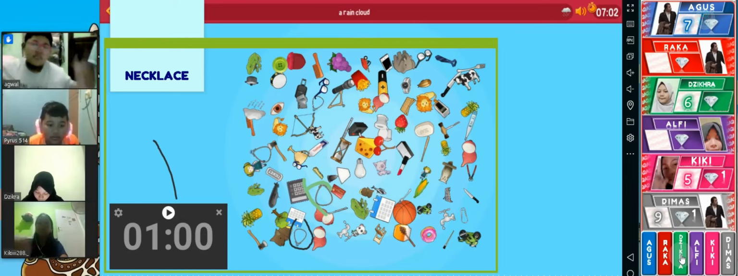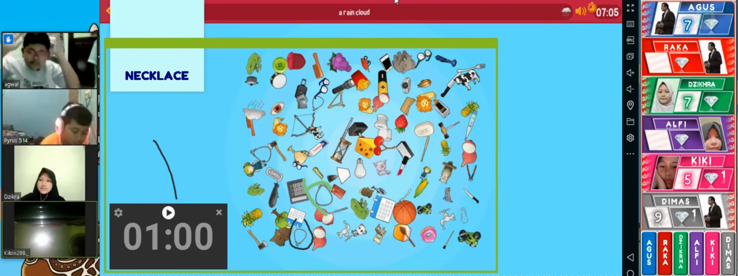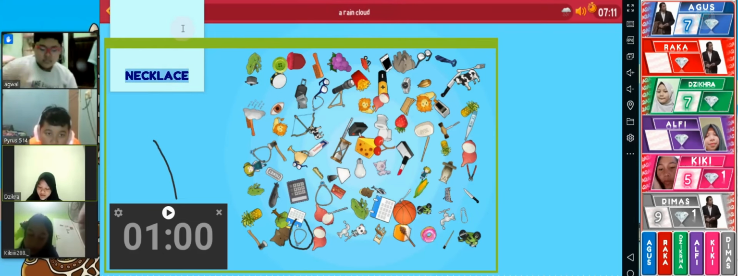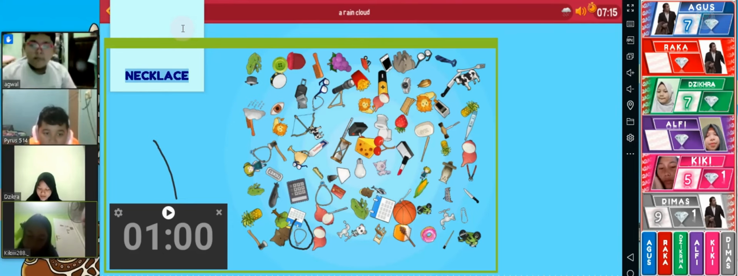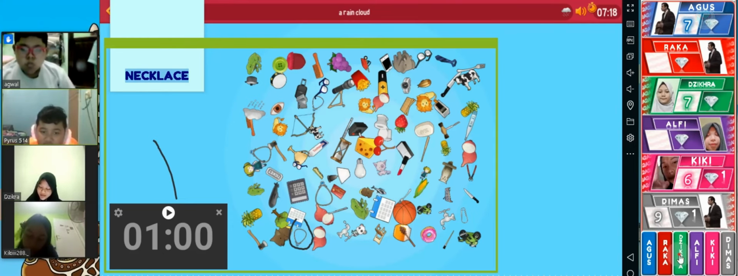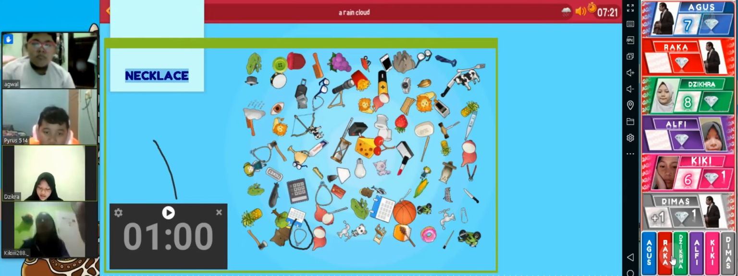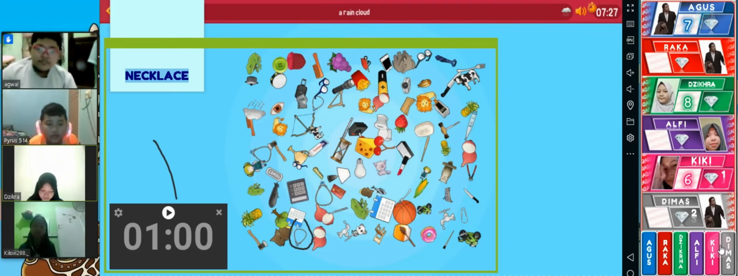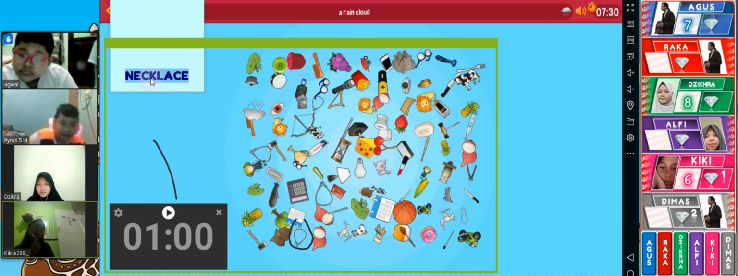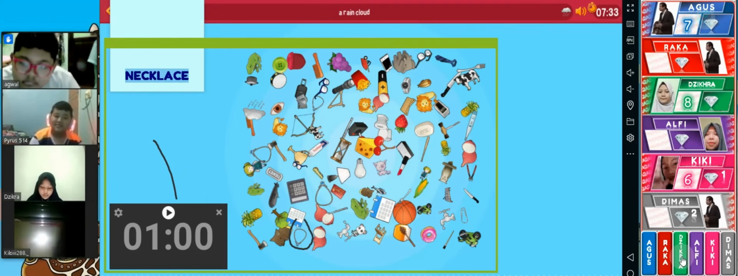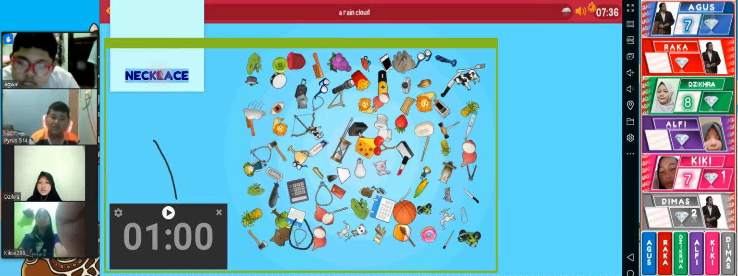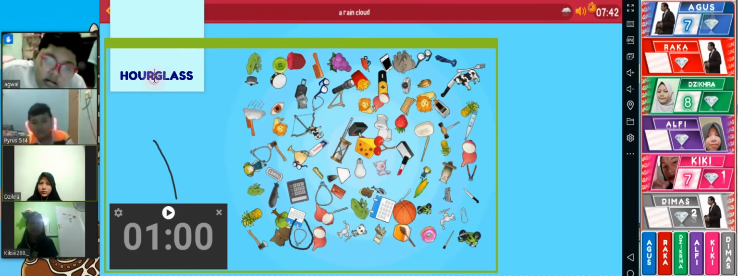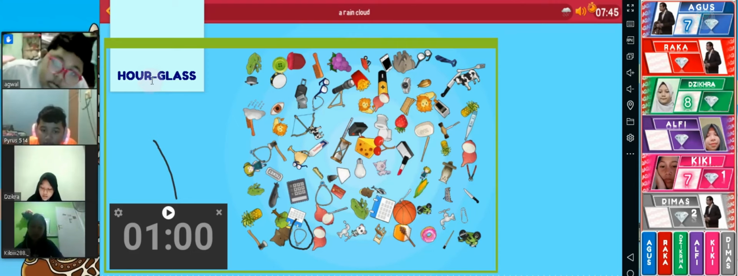A necklace is a piece of jewelry. A necklace is a string of beads. A piece of jewelry consists of beads worn around the neck. Example in a sentence: I have many necklaces at home. Every rapper uses a necklace. I don't know if this is correct, but probably we need to use this.